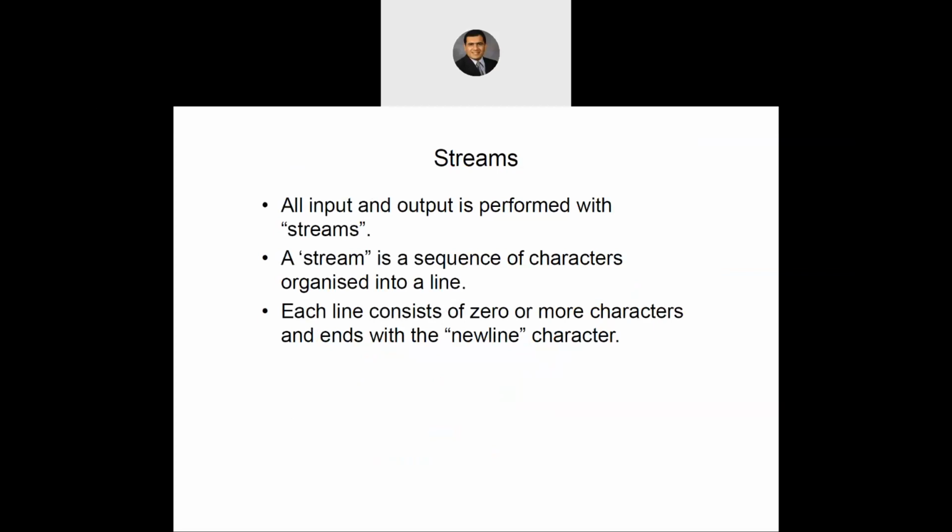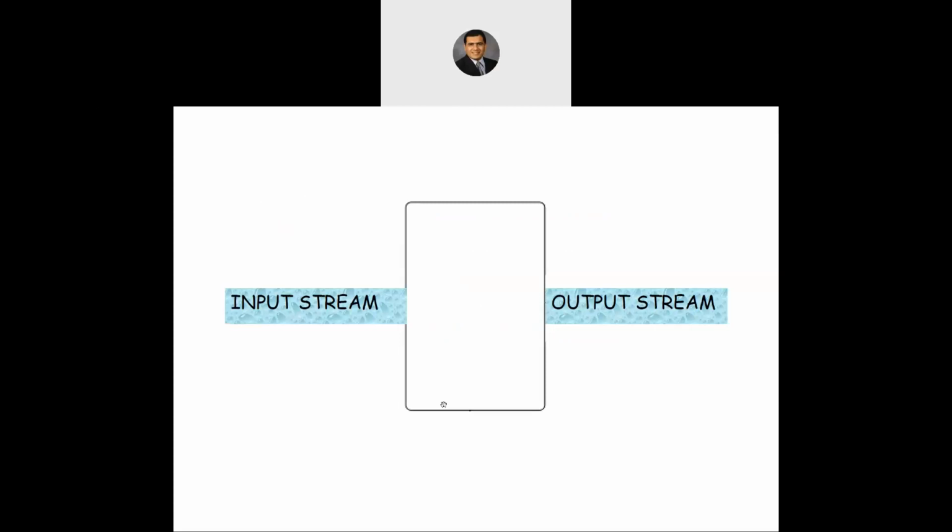Now, we come to the main interest of today's lecture, which is the concept of streams. What is a stream? A stream is a sequence of characters organized into a line. When you say stream, we have got two kinds of streams, input stream and output stream. Wait a second. What are we talking about, input stream and output stream?